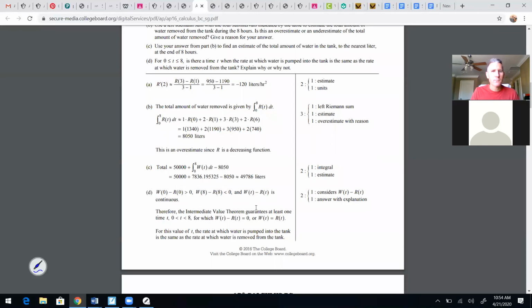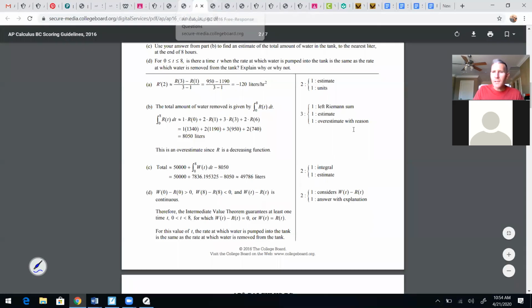And so, by the intermediate value theorem, this is like that problem that we did, I think, last time, there must be some value in between 0 and 8 where they're equal to each other. Okay, cool. So that was 1.